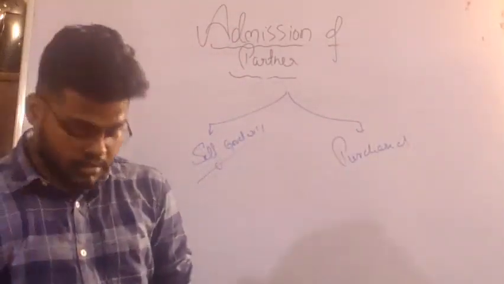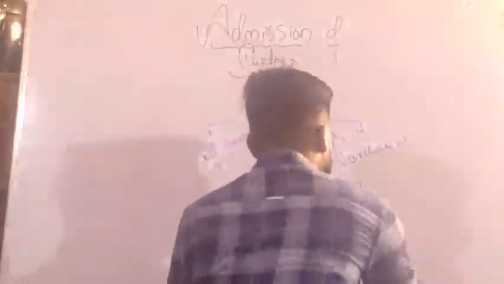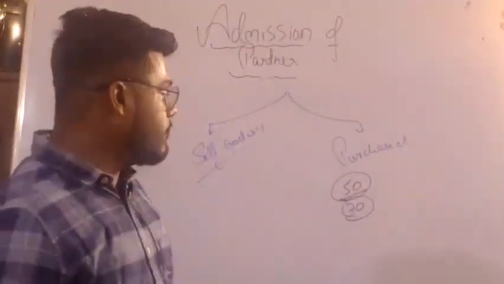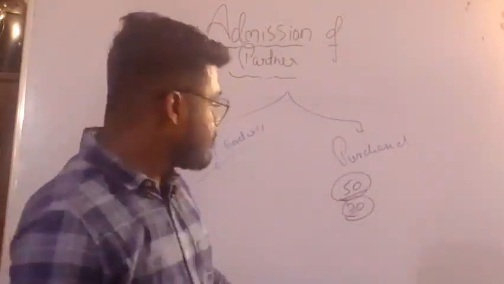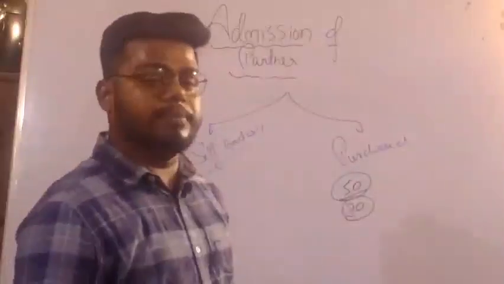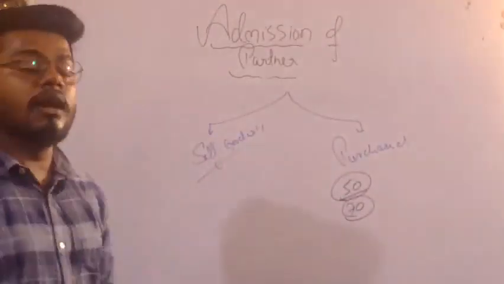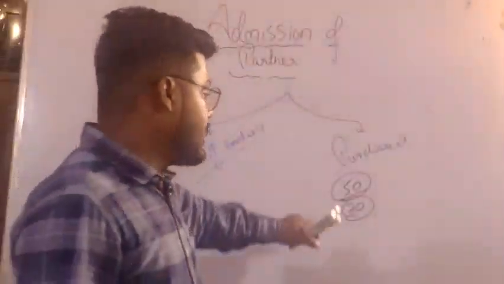Suppose 50 lakh was the cost of the material, but he charged 70 lakh from me. He is demanding 20 lakh extra. That 20 lakh is called goodwill. This is called purchased goodwill. Sir, purchased goodwill means to purchase an asset, we pay a certain extra amount, which we call goodwill.